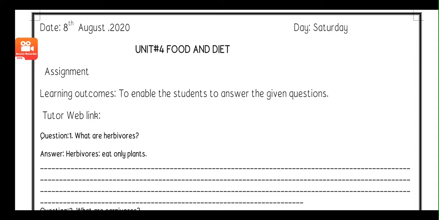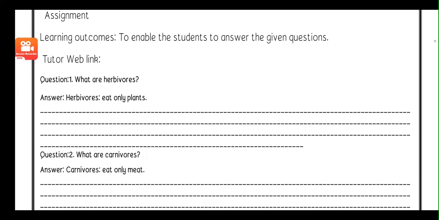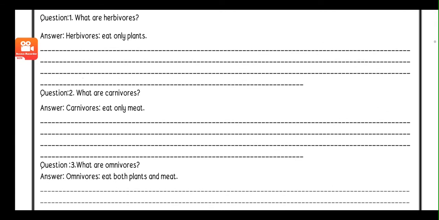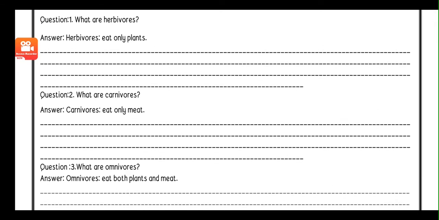Today's date is 8th August 2020 and the day is Saturday. Today we have to solve the assignment of unit number 4, food and diet. So our learning outcome is to enable the students to answer the given questions. So we start. Question number 1, what are herbivores?